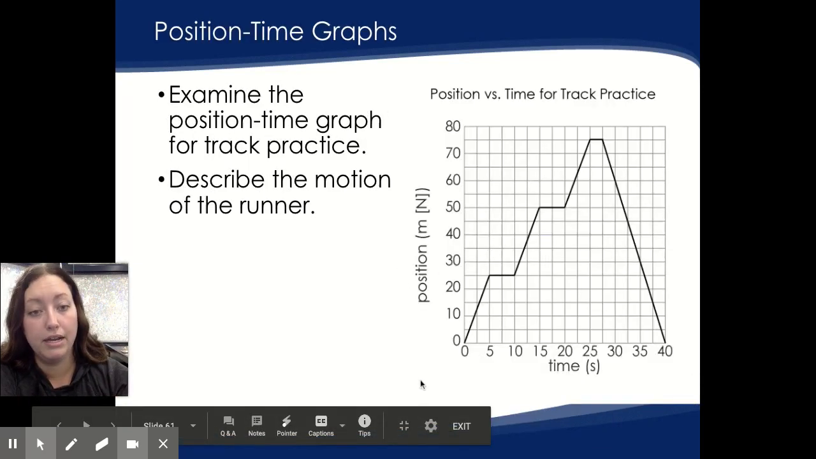So if we're looking at this kind of graph, this also gives us a lot of information. So obviously our position is here, time is on the bottom.